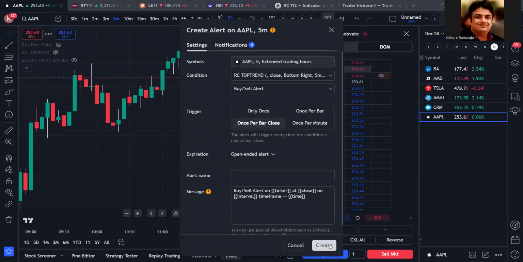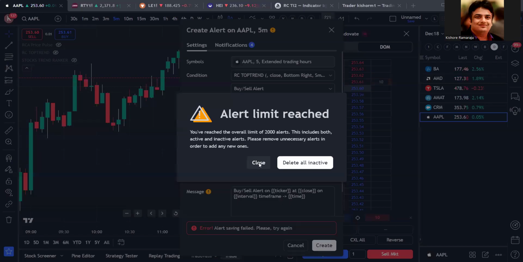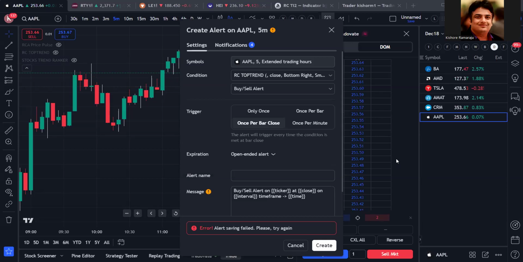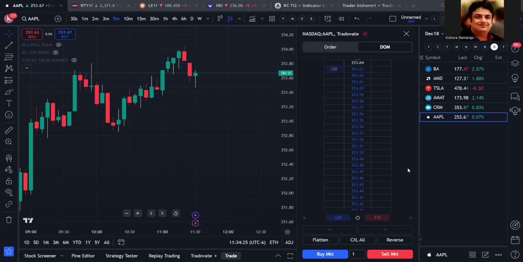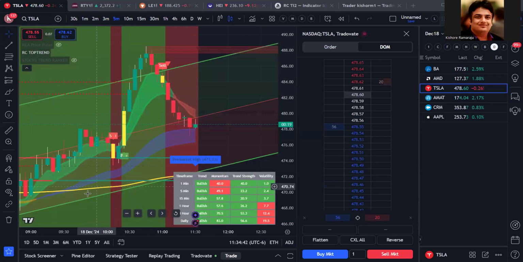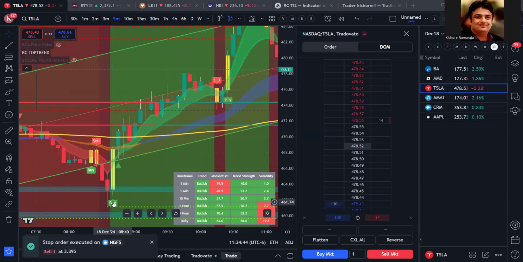So now I created alerts on all these ones, right? So for example, if I get a Tesla, there is a pullback now. It went all the way to $488. Now there is a pullback. If I get a buy alert, if I get a buy signal, let us say top trend. Earlier it gave a buy, right? When morning it opened somewhere here.